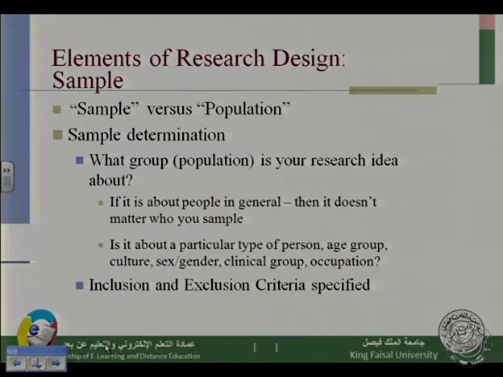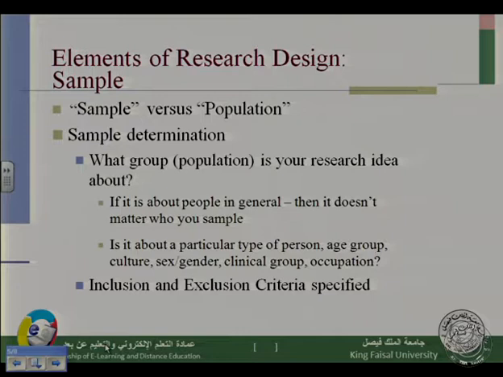One way to fix this problem is to ask that researcher to have two groups of students. One is called the experimental group, where you give them the computers to learn grammar, and another group where you don't give them computers, which is called the control group, and then you compare the achievement of the two groups. This is the scientific way to do it. So what group or population is your research idea about? So we know the population and then we select from them. If it is about people in general, then it does not matter who you sample.